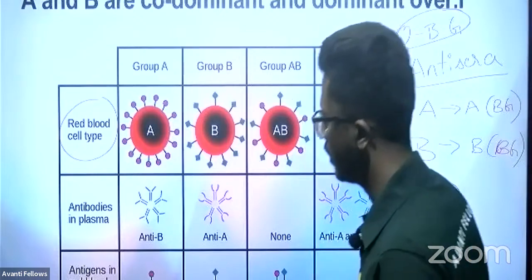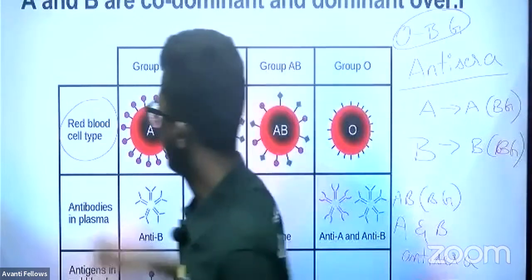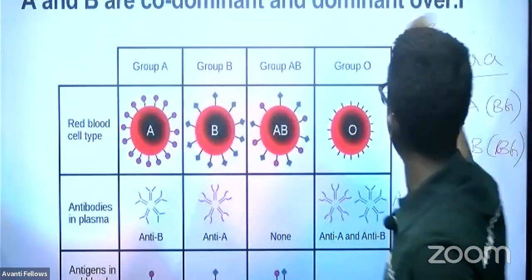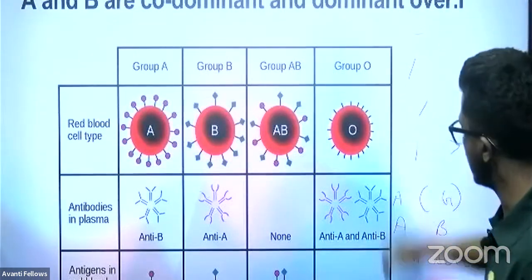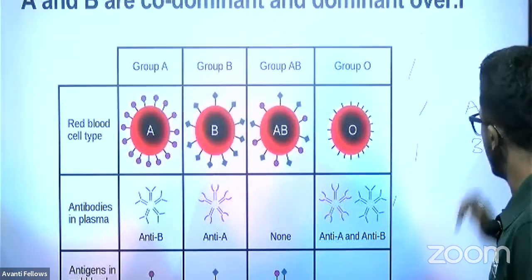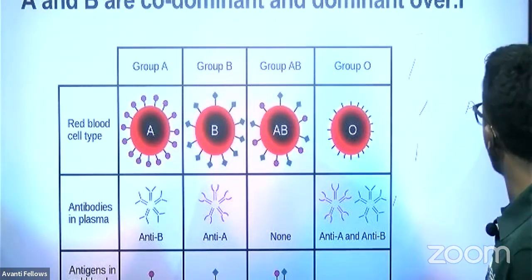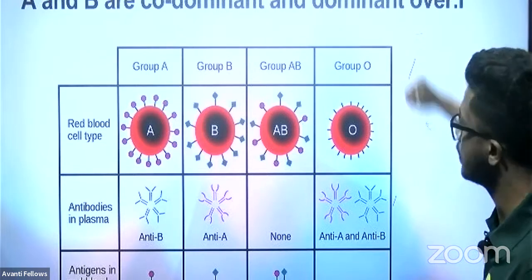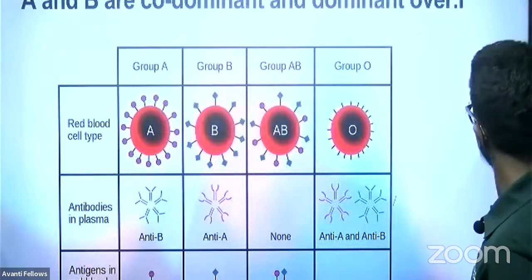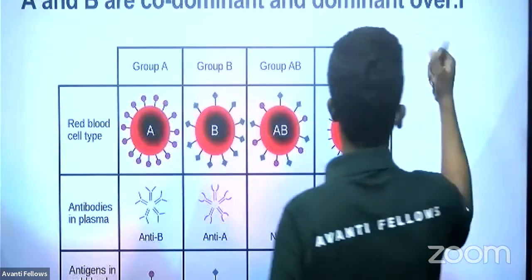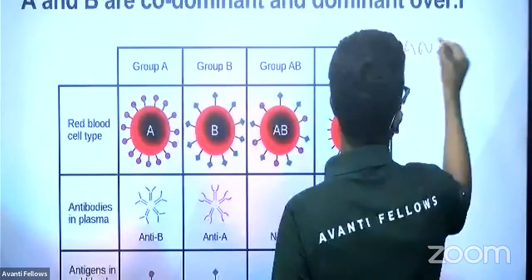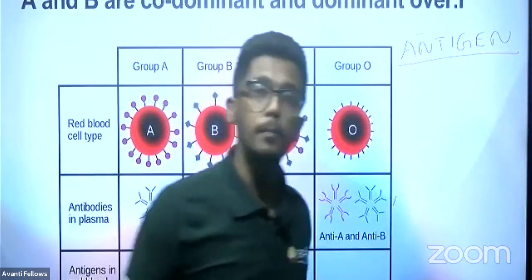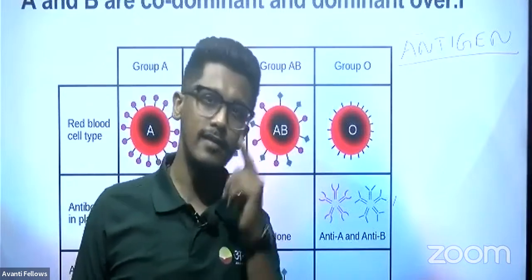Now the question is, in general, what is an antigen and what is an antibody? We know that an antigen is something of foreign nature. Something that does not belong to our body is called an antigen. Do you agree with me? So what is an antigen? Antigen is something that does not belong to my body.